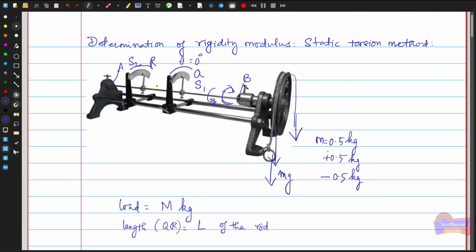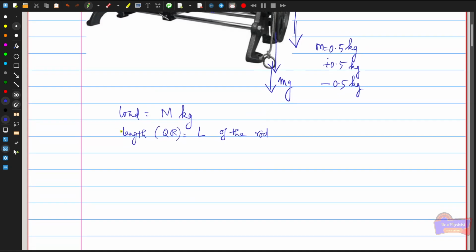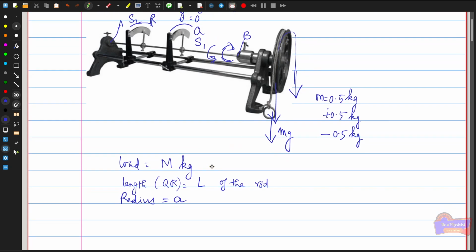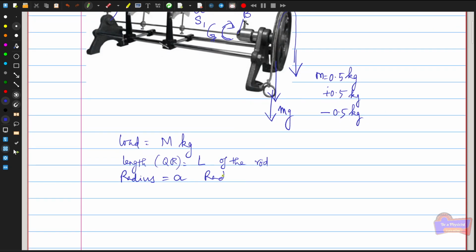You can also measure the diameter of this wire with the screw gauge, and then find the radius, which we take as a, the radius of the rod. Then you take the radius of this wheel also, which is taken as capital R.